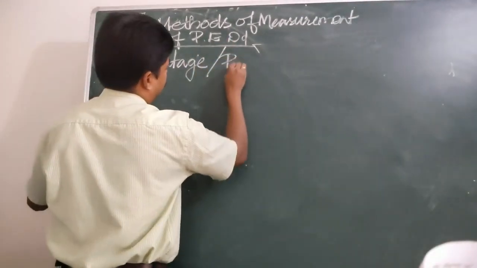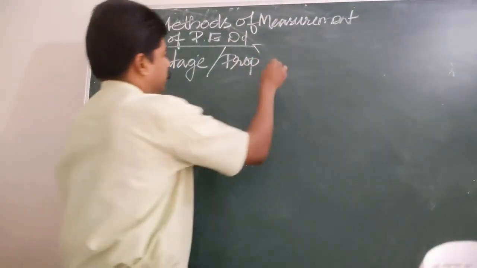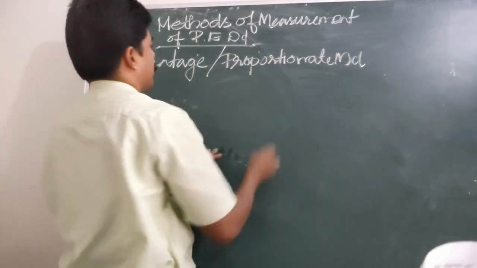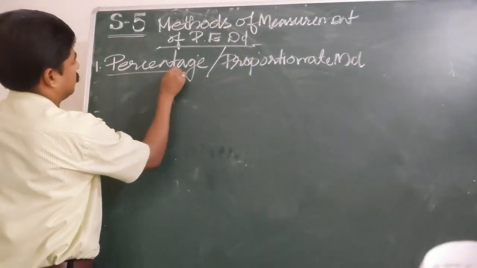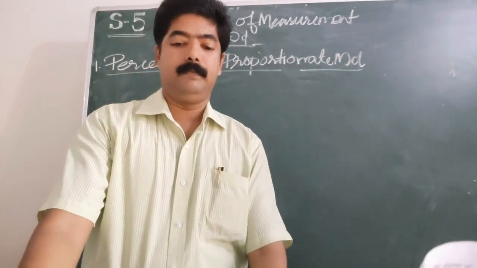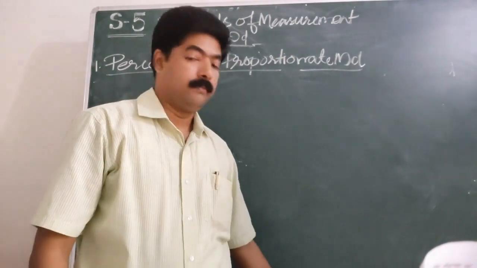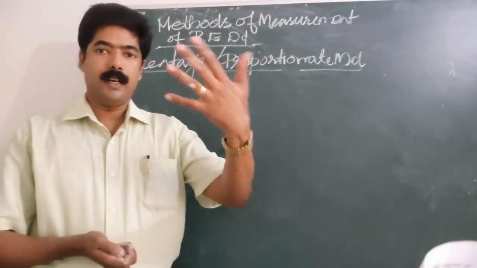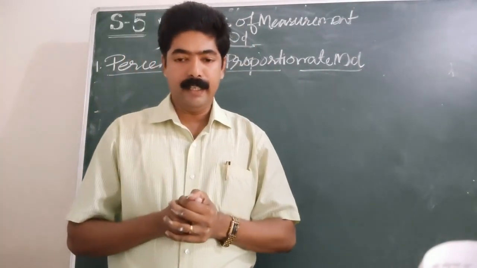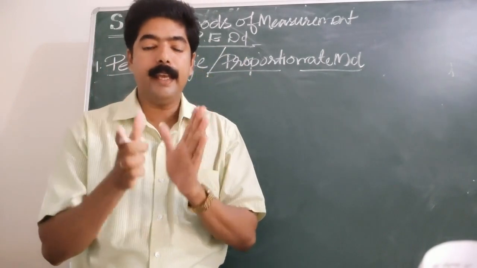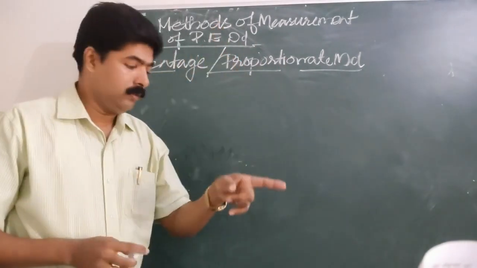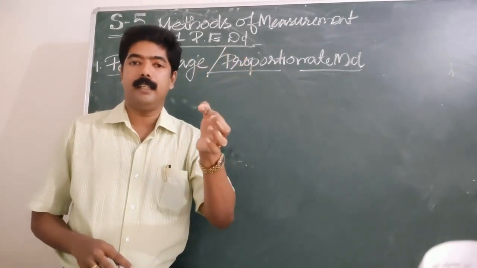Percentage or proportionate method. This is the first method. What is meant by percentage or proportionate method? We can try to understand the term. It says that price elasticity of demand is measured by the ratio of percentage change in quantity demanded to percentage change in price of the commodity. As I told you in the initial stage, percentage change in quantity demanded upon percentage change in price.